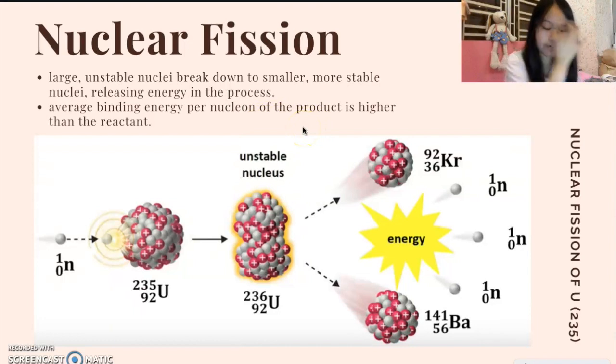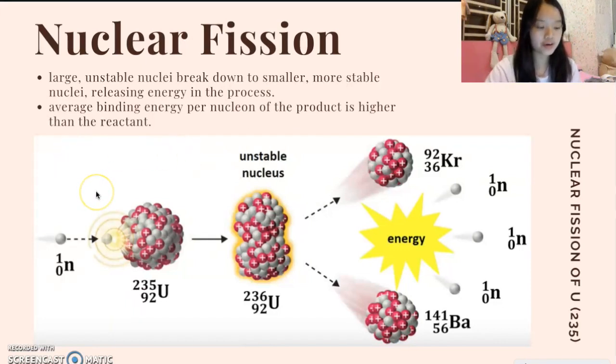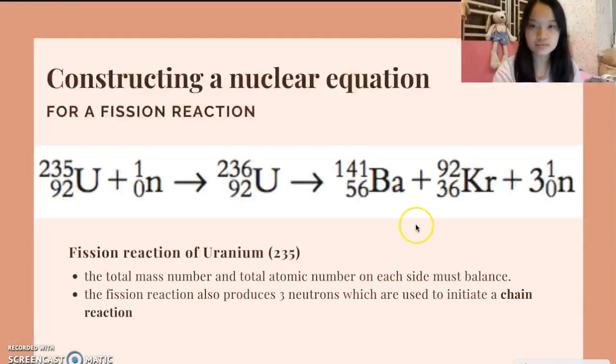An example of nuclear fission is the fission of uranium-235, where we have uranium-235 bombarded with neutrons. Uranium-235 will absorb one neutron to produce the highly unstable uranium-236, which will break apart into two smaller nuclei and more neutrons, which also release energy in the process. And now we will have a nuclear equation for the fission reaction of uranium-235.